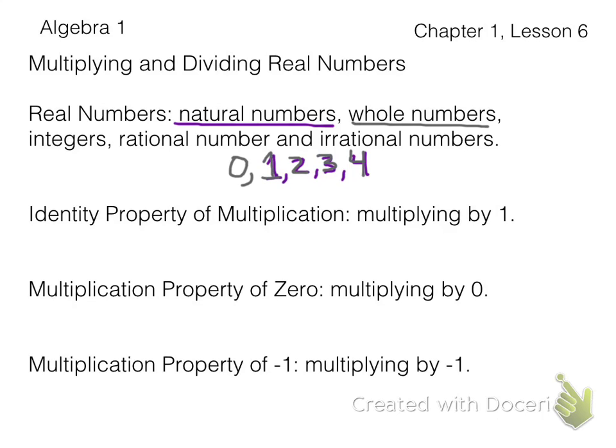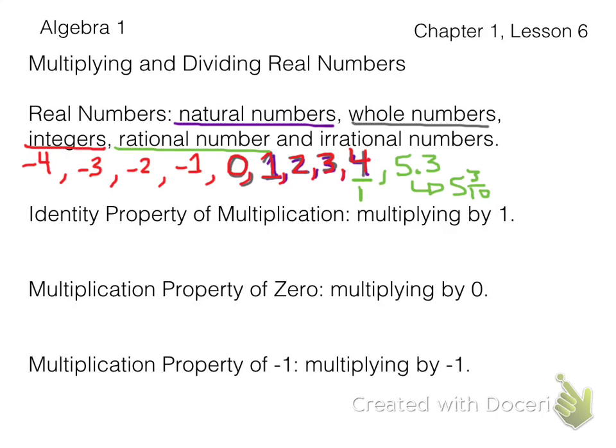Integers are whole numbers and their opposites, so negative 4, negative 3, negative 2, 0, 1, 2, 3, 4, and so on. You get it. Rational numbers are anything that can be written as a fraction. 4, for example, can be written as 4 over 1, and 5.3 can be written as 5 and 3/10. And then irrational numbers are numbers that, as a decimal, don't repeat and don't end, much like pi. Right there, little pi. He's cute, he's blue. That's pi.